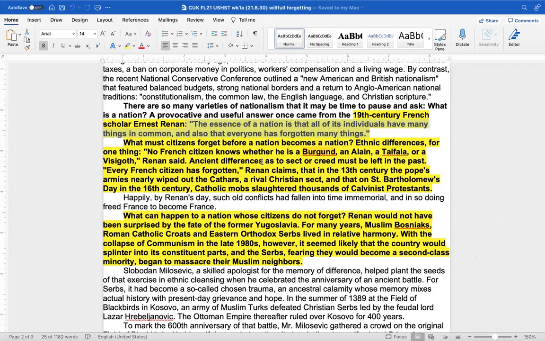Yeah, so what must citizens forget before a nation becomes a nation? Ethnic differences, for one thing. No French citizen knows whether he is a Burgundian, an Alan, a Taifala, or a Visigoth, Renan said. Ancient differences as to sect or creed must be left in the past. Every French citizen has forgotten, Renan claims, that in the 13th century the Pope's armies nearly wiped out the Cathars, a rival Christian sect, and that on St. Bartholomew's Day in the 16th century, Catholic mobs killed thousands of Calvinist Protestants. Every French student never knows that. You collectively forget it, just like the Americans forget about bad things that they did against the Filipinos, as Howard was talking about.